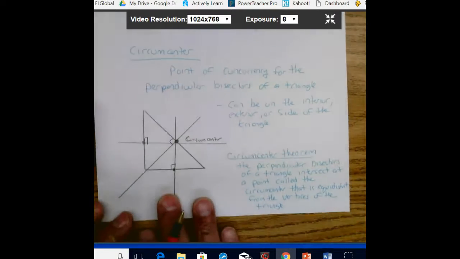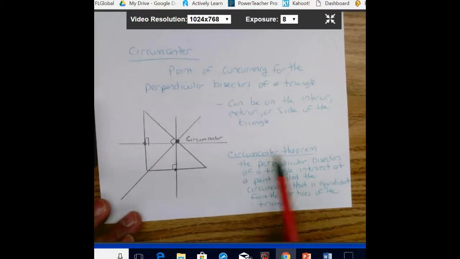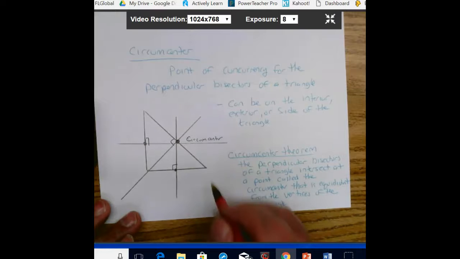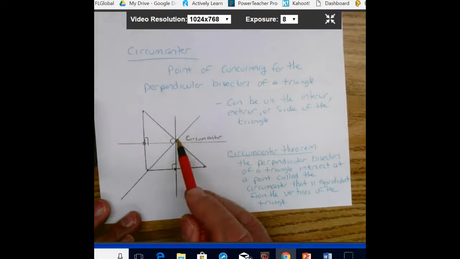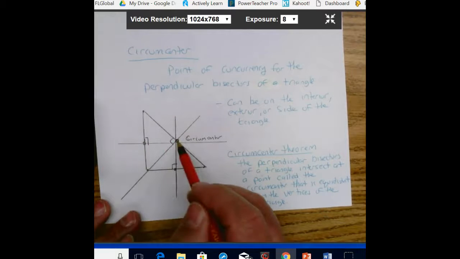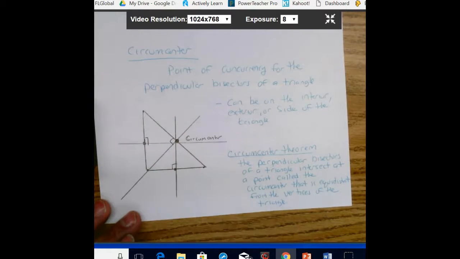And there's a theorem that goes along with that. The circumcenter theorem says the perpendicular bisectors of a triangle intersect at a point called the circumcenter that is equidistant from the vertices of the triangle. So we have a vertex, and a vertex. Then we know if we have this, it's equidistant from here and from here. Okay? It's really helpful to figure out measurements on a triangle. So keep that circumcenter theorem in mind.